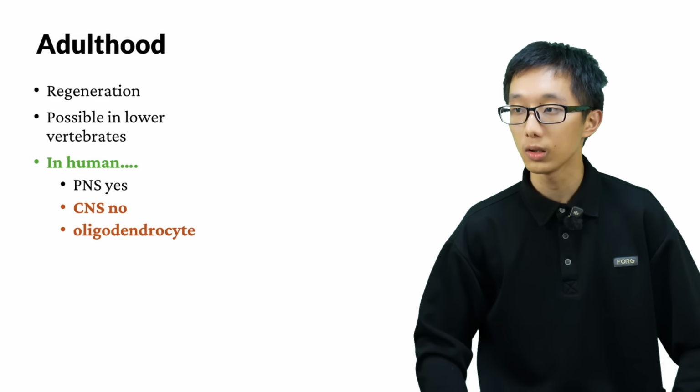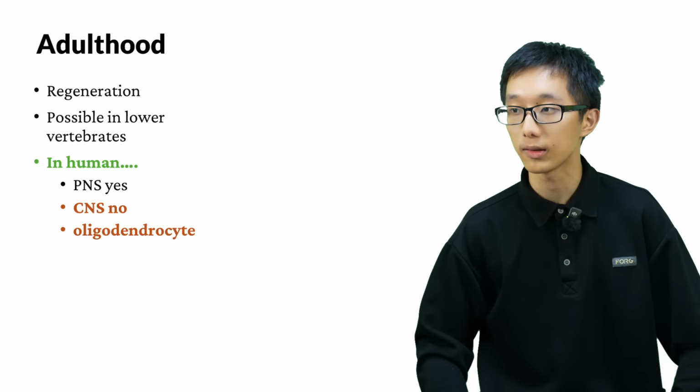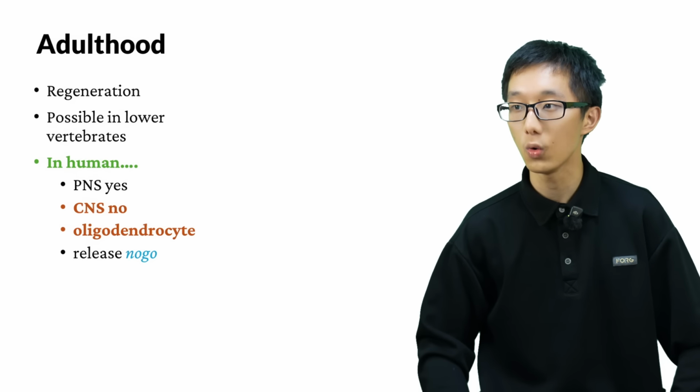As we know, oligodendrocytes are the glia cells that help myelinate the axons in the central nervous system. They release a factor called Nogo to prevent the regeneration of axons. This is kind of a funny name because Nogo is just a name that stems from no and go. It tells the axon you cannot go there.